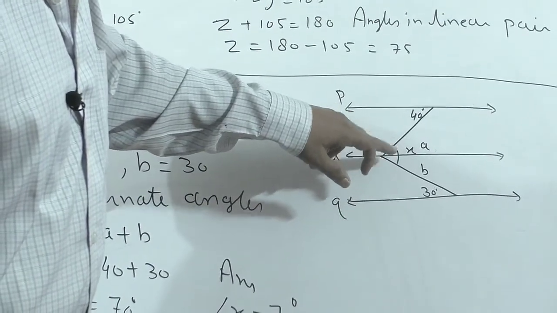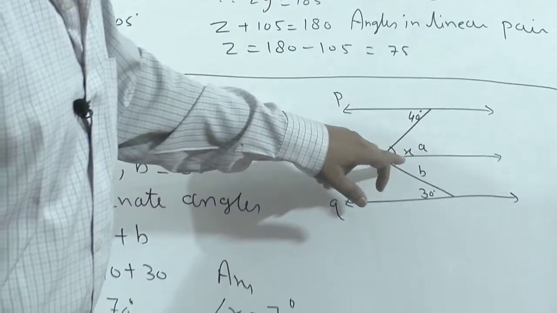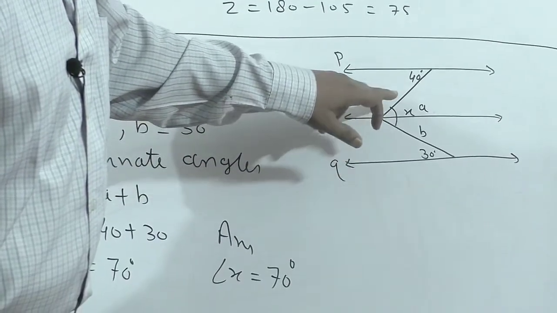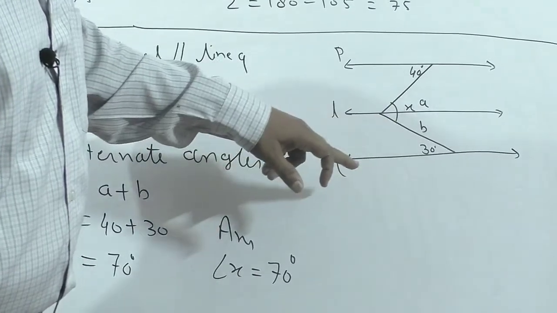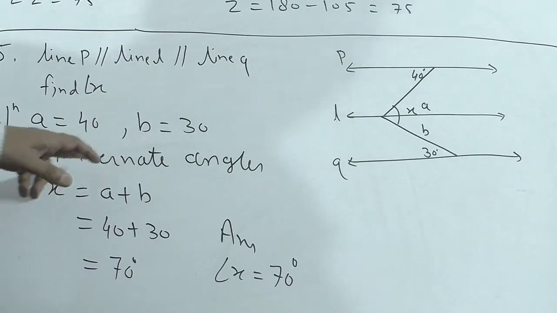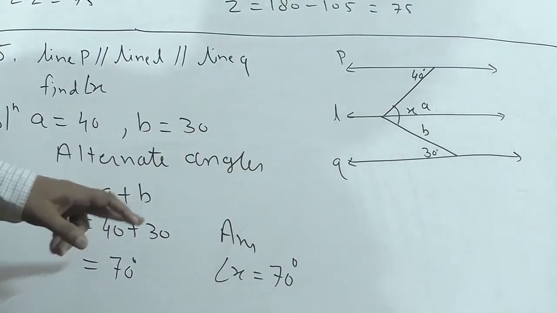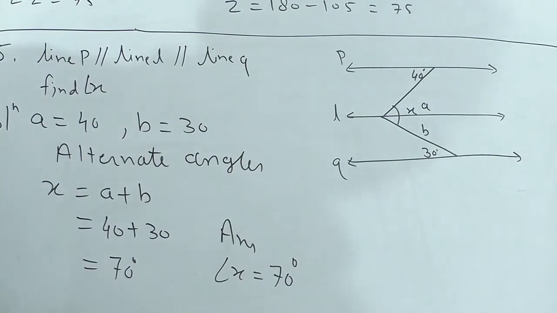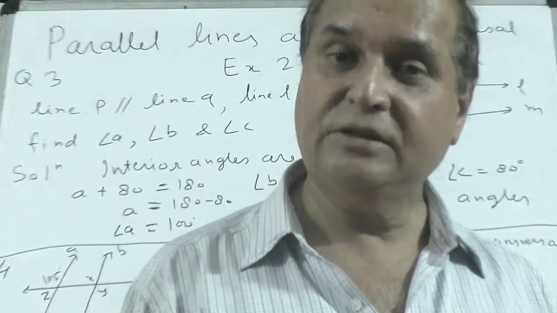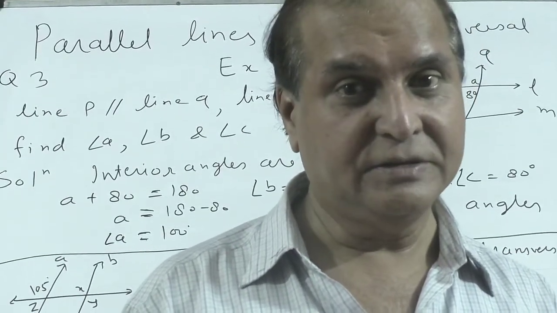Now this much part angle is A. A is 40 degree, alternate. This much part B is 30 degree. And the whole X is A plus B. Okay. So A equal to 40, B equal to 30, alternate angles. So X equal to A plus B, 40 plus 30 is 70 degree. Answer: angle X equal to 70 degree. Understood? Any doubt, write in the comment box.